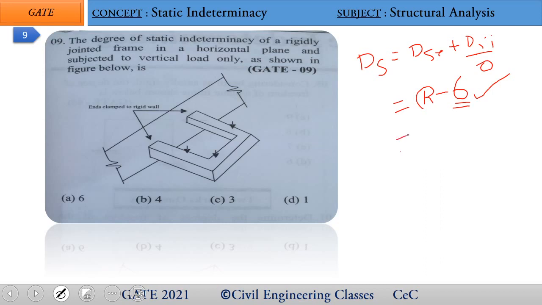Okay, so now we need to calculate the reactions. At this rigid support there are a total of 6 unknowns: fx, fy, fz, mx, my, mz. Here also there will be 6 unknowns. So in total we can see there are 12 unknowns. Minus 6, which is equal to 6. So the answer is 6, that is option A.